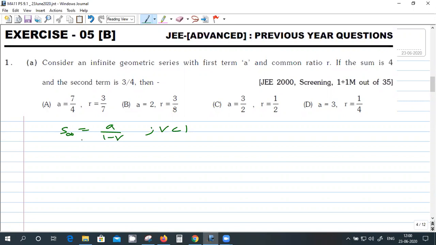Okay, so you have to use that one. So S infinity is 4, equal to a divided by 1 minus r. And the second term is 3 by 4. So what does that mean? That means a into r, the second term is a into r, the first term is a. So this is equal to 3 by 4. So now you have two equations in two unknowns. You can solve them.